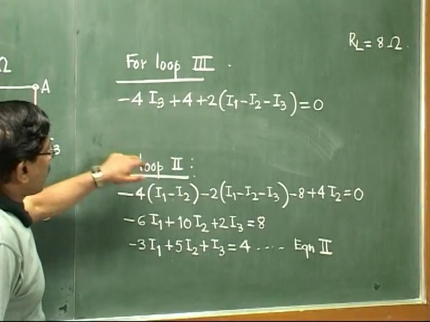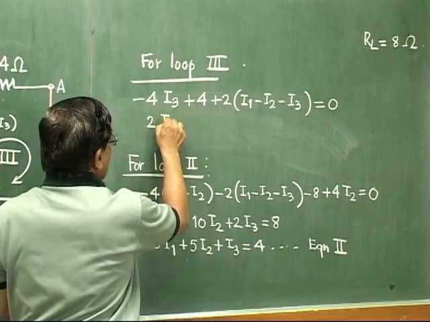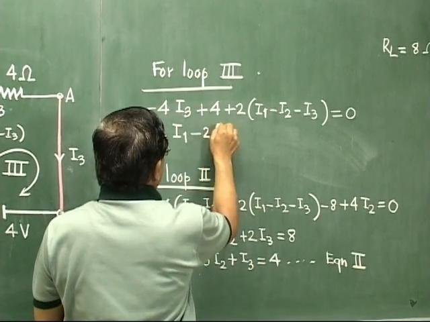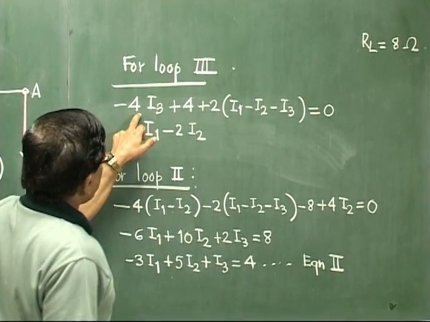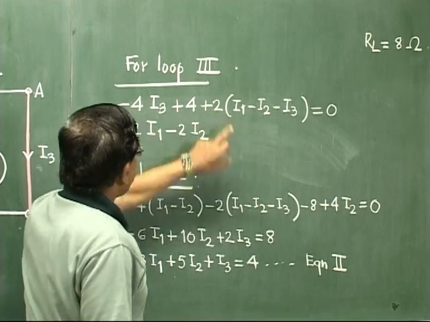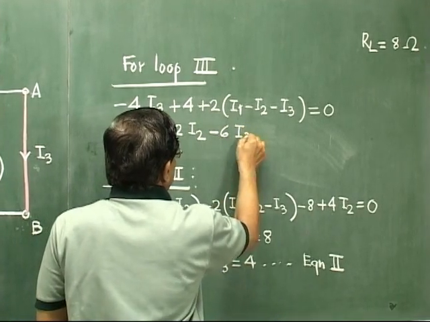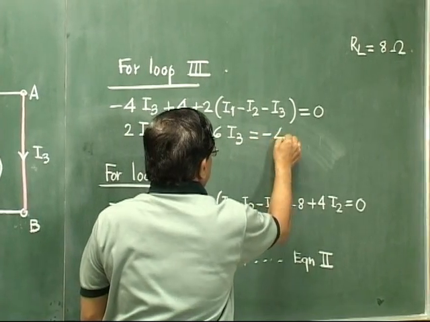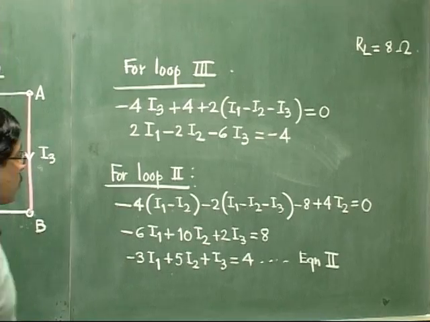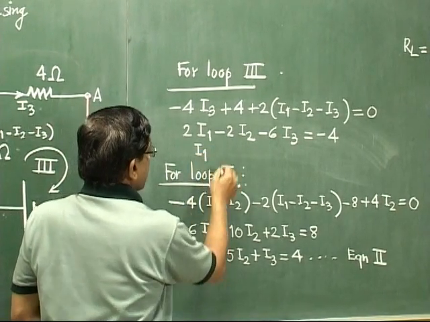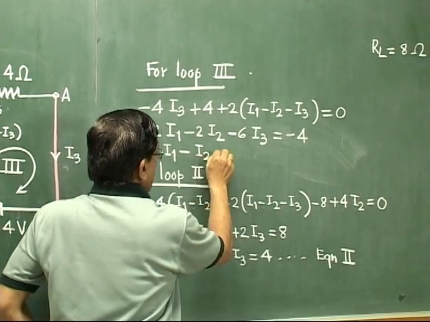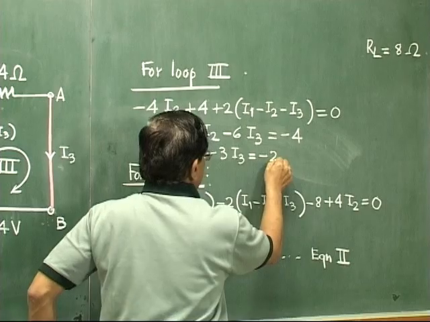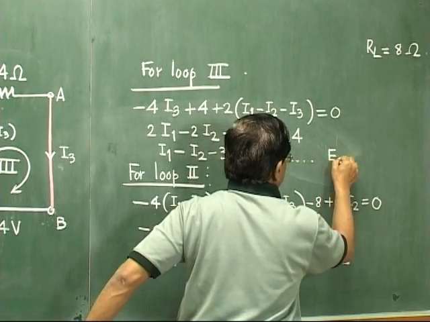Making it simpler, I1 terms plus 2I1. Then I2 terms minus 2I2. I3 terms minus 4I3 here and minus 2I3 here. So minus 6I3. And constant term is 4. We take it to other side, it will be minus 4. We can further simplify by dividing by 2. So it will be I1 minus I2 minus 3I3 equal to minus 2. So this will be equation 3.